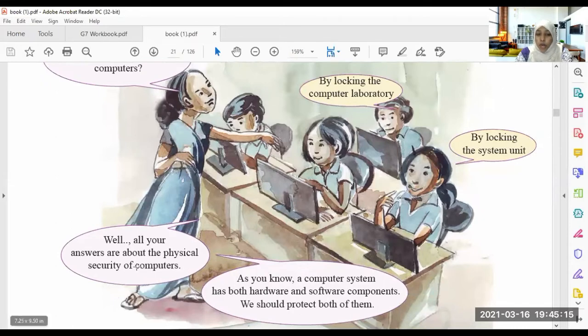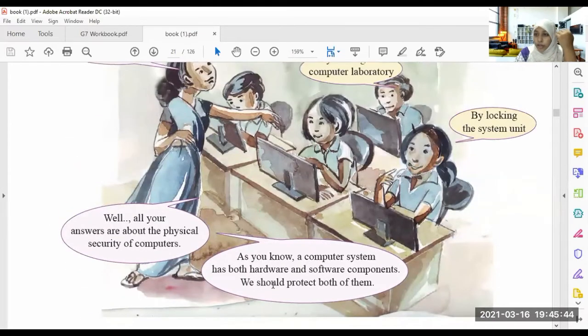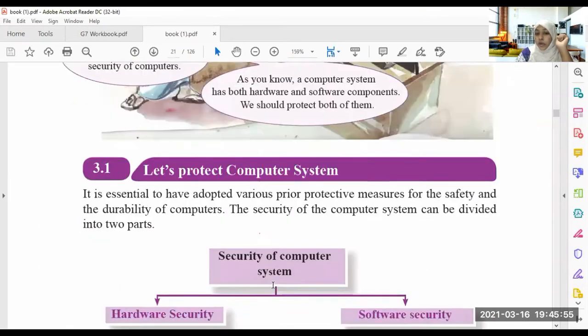Okay, well, all your answers are about the physical security of computers. So these are how to protect the physical security, or how to protect the computer itself, right? The hardware, how to protect the hardware of the computer. As you know, a computer system has both hardware and software components. We learned it, right? We should protect both of them. So when we secure our computer system, we should secure the hardware part and also the software part. So let's learn how to protect the computer system, the hardware part and the software part.